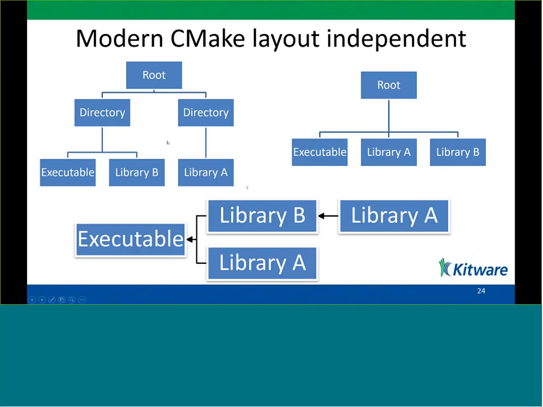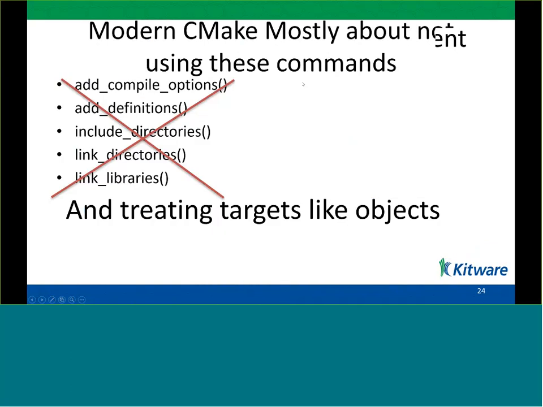So the layout is independent. You can have it any way. Really what you want is this graph right here where the executable uses library B and library A, and then library B uses library A, that's fine. And then all the flags and compile options, link options just work. And it doesn't matter what your actual directory layout looks like. So mostly modern CMake's about not using these commands, add, compile, anything that affects like a whole directory and down, and then treating the targets like objects.